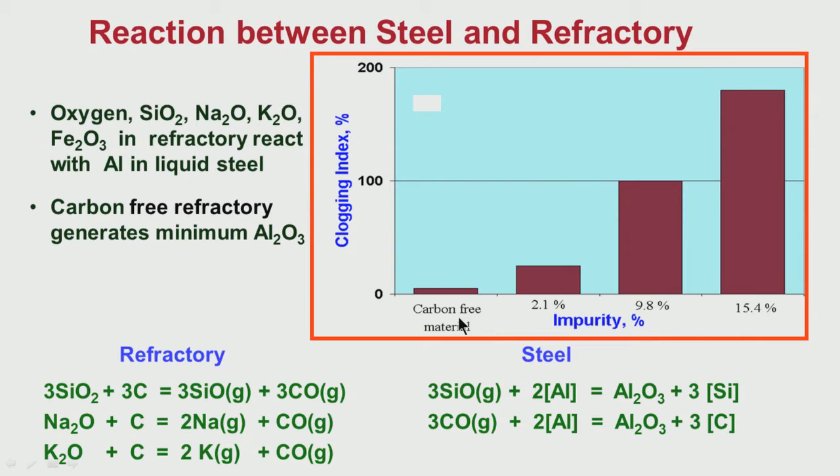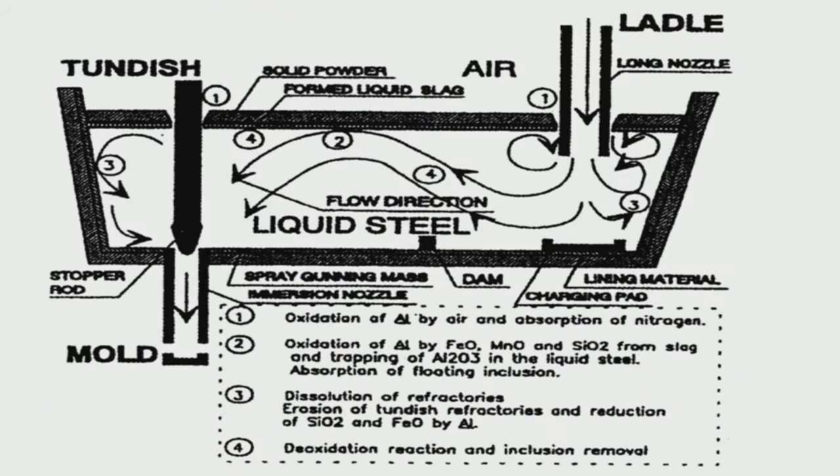If it is carbon free material, we use almost nil amount of SiO2, sodium oxide, potassium oxide, iron oxide. You are using mainly magnesia refractory. In the absence of all these elements, the clogging index is very low and it is a good refractory, and there will not be much generation of alumina, which is again a source of problem for cleanliness. So, this is another important issue which you have to remember.